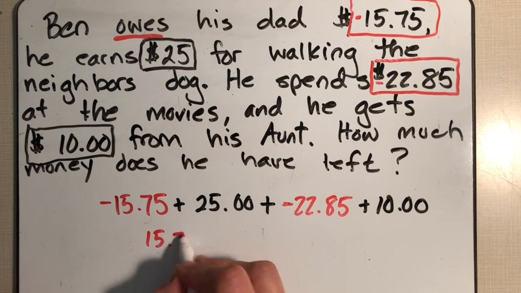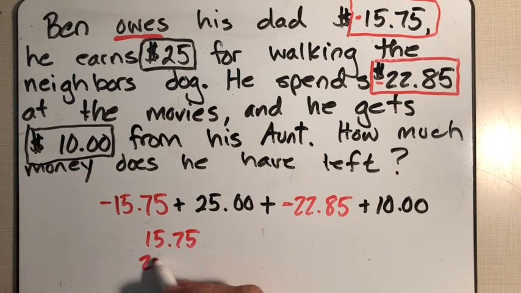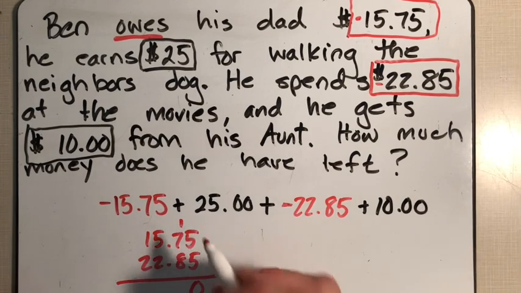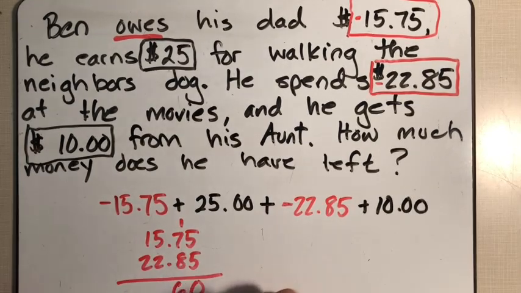15.75 combined with 22.85. 5 and 5 is 10. It's 15 plus 1 is 16. 5 and 2 is 7 plus 1 is 8. 2 and 1 is 3. Drop that decimal. So it looks like I have a total loss of $38.60.